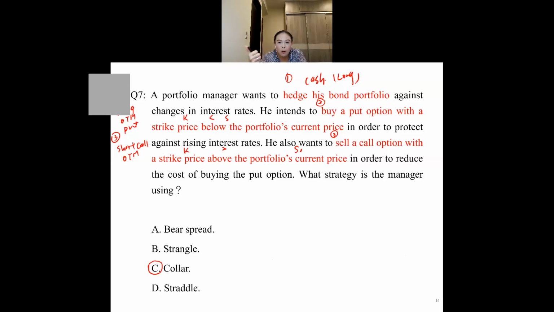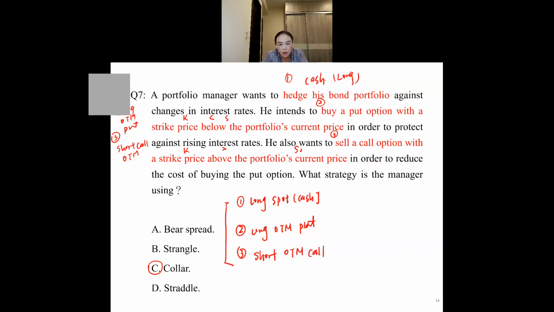So basically, your strategy will be 1, 2, 3 added up together, including your long spot or long cash, your long out of the money put, and your short out of the money call. Okay, so 3 positions added up together here. The first one is a long spot or cash. The second one is a long OTM put, because the put option's strike price is lower than your spot price. Third one is a short OTM call.